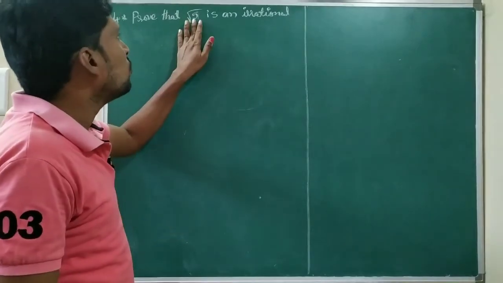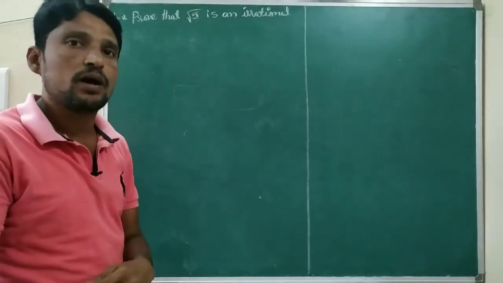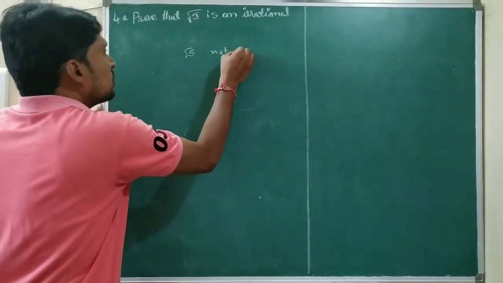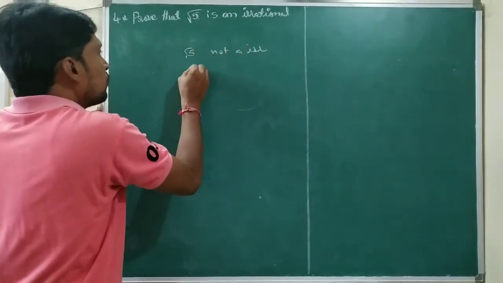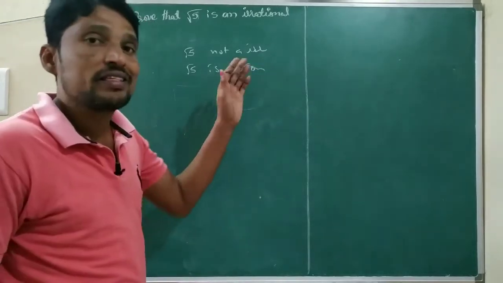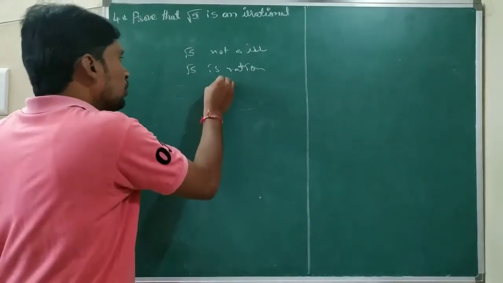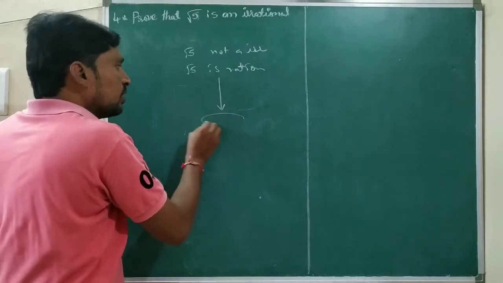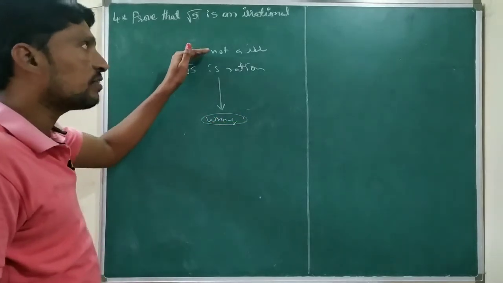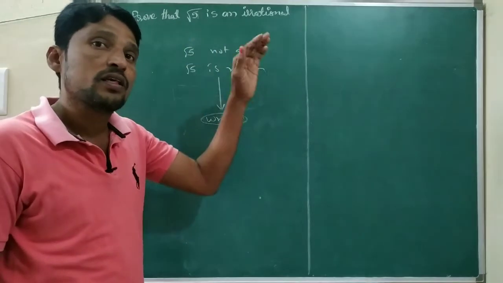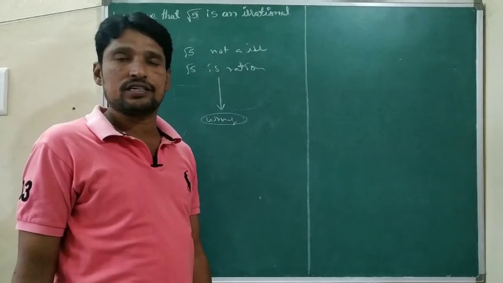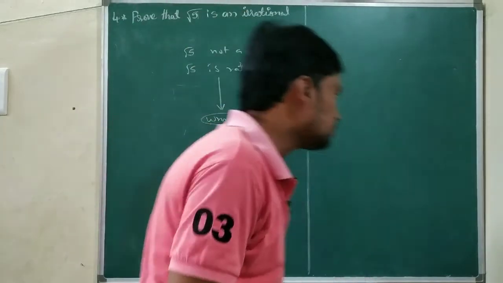Opposite means, root 5 is irrational means what is opposite? Root 5 is not irrational. Not irrational means root 5 is a rational number. So we are taking root 5 as a rational number. Doing some steps afterwards, we get that it is wrong. That is wrong means what we took is wrong. This is called proof by contradiction. So let us start our solution.